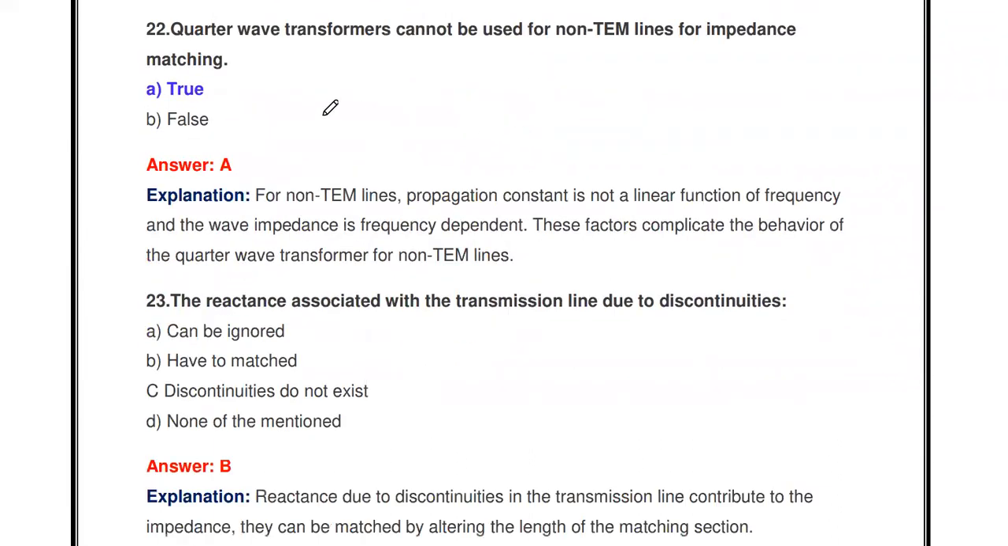The next one, the quarter wave transformer cannot be used for non-TEM line for impedance matching. It is true. The quarter wave transformer cannot be used for non-TEM line impedance matching.